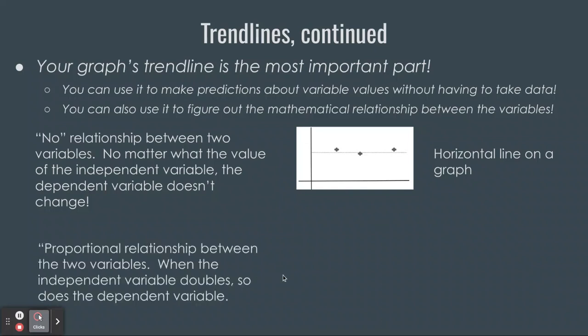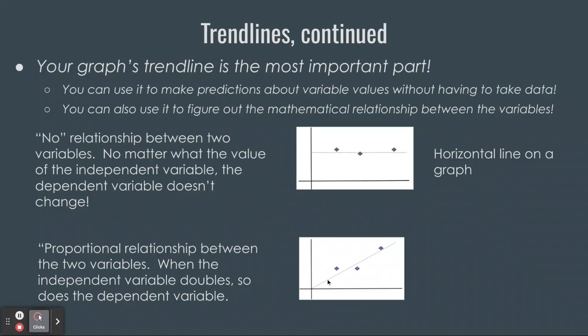A proportional relationship between the two variables is when the independent variable doubles, so does the dependent variable. And this looks like an upward diagonal line on a graph.